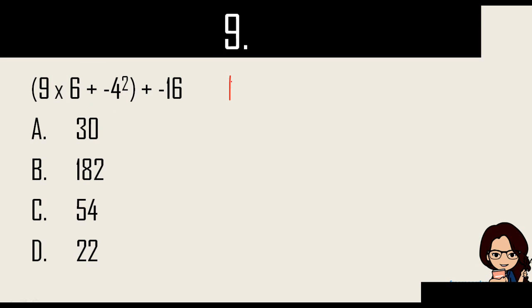Sa PEMDAS: parenthesis, exponent, multiplication, division, addition, subtraction. So, pasok muna tayo dito sa parenthesis, pero meron ditong exponent. So, yan ang unang-unang gagawin. Negative 4 squared. Paano gawin yung negative 4 squared? Magiging positive siya. So, magiging positive 16.